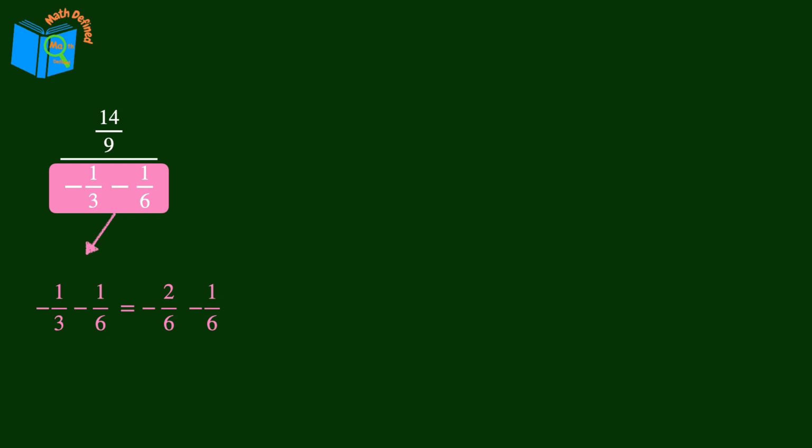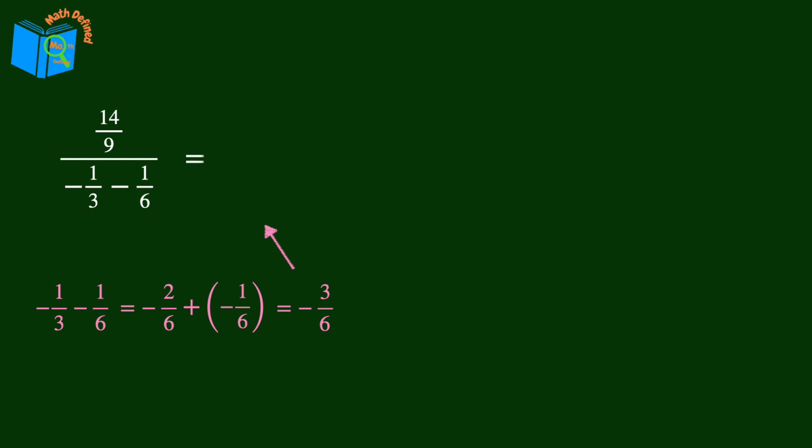In order to subtract 1/6 from negative 2/6, we need to add its opposite, negative 2/6 plus negative 1/6. Now we can add the numerators. Negative 2 plus negative 1 is negative 3, and we keep the denominator the same, resulting in negative 3/6. We're not going to simplify this fraction right now. We're just going to place it back into the denominator of the fraction.